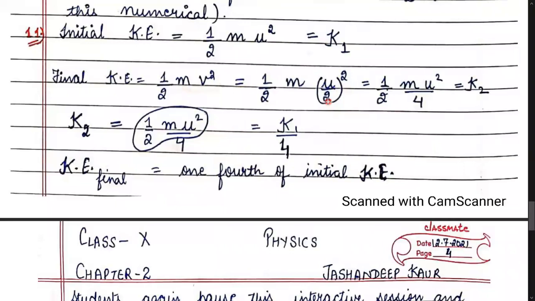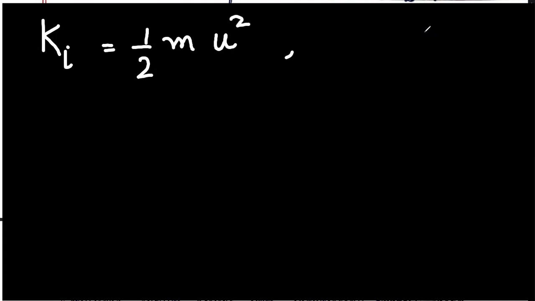Coming to the 11th question. If the speed of a car is halved, how does its kinetic energy change? So in this, we'll do two parts. First of all, I'll write down the initial kinetic energy. The formula will be half m u square. What is u? U is initial velocity. Isn't it? U is initial velocity.